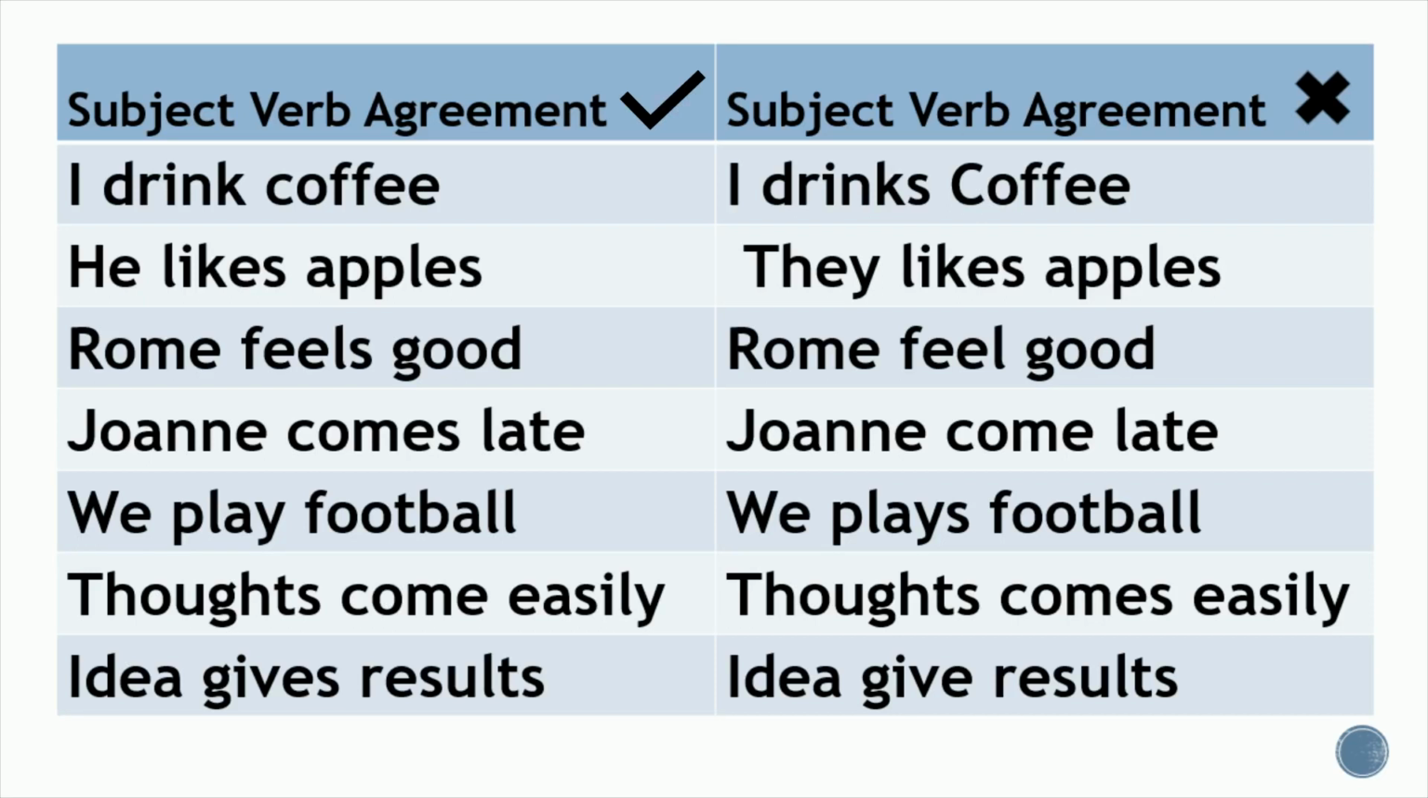Last sentence: Idea gives results. A third person singular subject must take the structure verb plus s. So the subject idea and the verb gives agree with each other, and the sentence idea gives results has subject-verb agreement, hence is a right sentence. The same sentence in column 2 reads, idea give results. A third person singular subject must have the structure verb plus s. So the subject idea and the verb give in this sentence do not agree with each other, and the sentence idea give results is a wrong sentence because there is no subject-verb agreement.